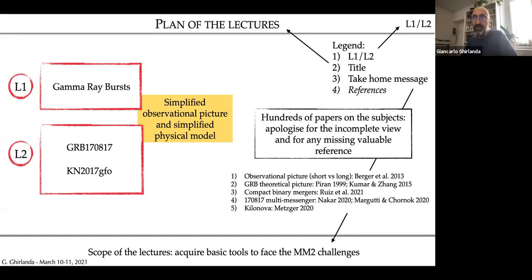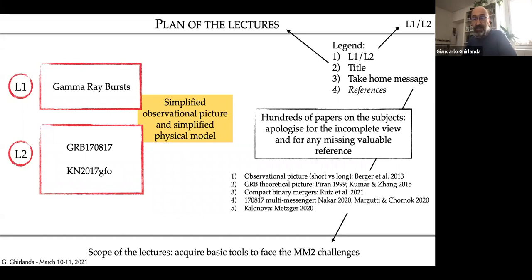I organized the lectures with this scheme: you always have the title, and at the bottom, a kind of take-home message, which summarizes the main concept of the slide. And I'd like to apologize before starting, because in both fields, you probably noticed that since 2017 there was a flourishing of an incredible amount of papers devoted to this source. Of course, it's impossible to cover them all. It's a personal selection, and I apologize for any missing reference, which of course is fundamental, but there's no space.